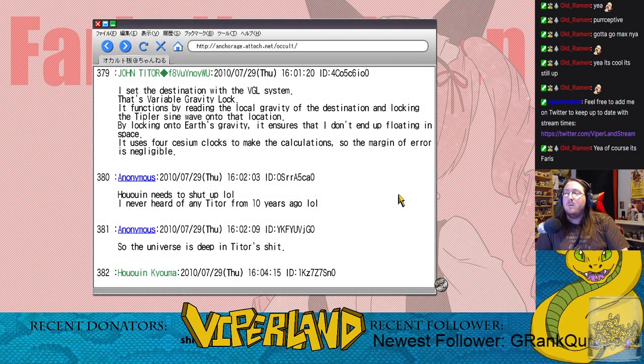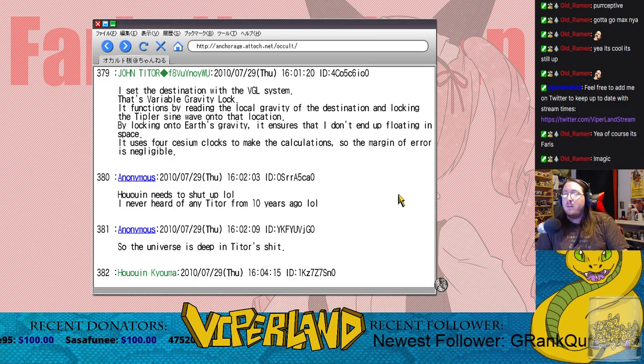I set the destination with the VGL system. That's variable gravity lock. It functions by reading the local gravity of the destination and locking the Tipler sine waves onto that location. Technobabble. By locking into Earth's gravity, it ensures that I don't end up floating in space. It uses 4 cesium clocks to make the calculation, so the margin of error is negligible. Ho-Yuan needs to shut up, lol.